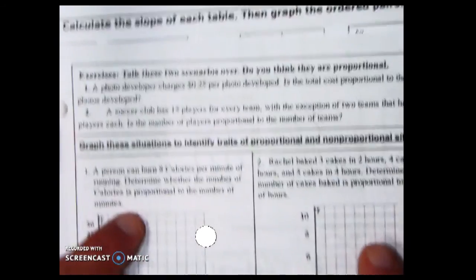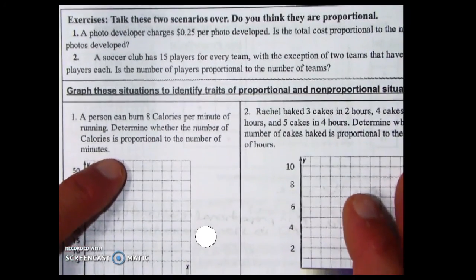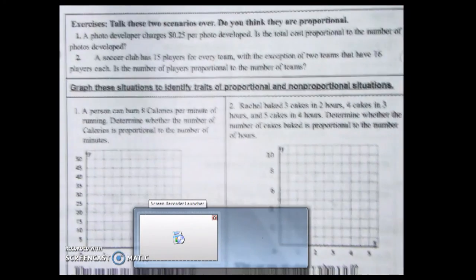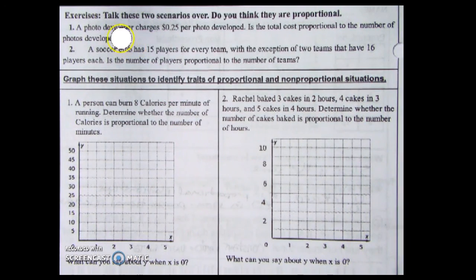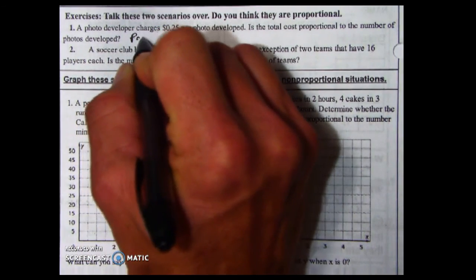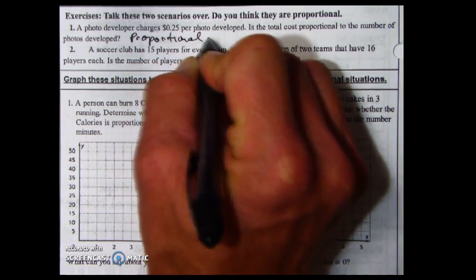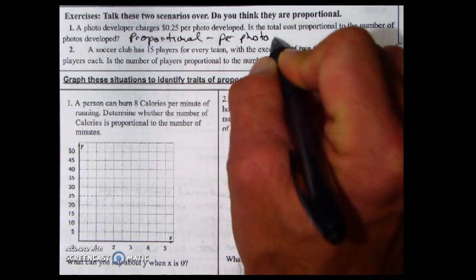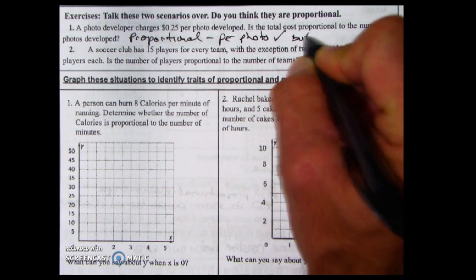I'm going to stop talking for a minute, pause the video. Talk these two scenarios over, and do you think they're proportional? Okay. A photo developer charges 25 cents per photo developed. Is the total cost proportional to the number of photos developed? Okay, we've talked about it, and we've noticed that in this situation, it was proportional. 25 cents per photo is okay, but no fee.